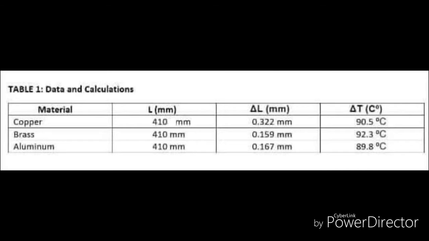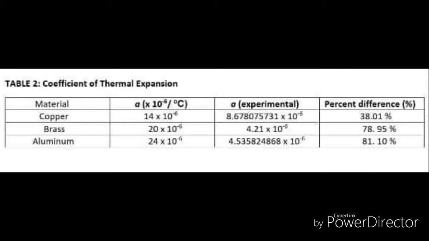Next, for table 2, coefficient of thermal expansion, the coefficient of linear expansion times 10 raised to -6 is given on the table for the copper, brass, aluminum, which is the true value, while the coefficient of linear expansion, experimental, is our own computation given the data coming from the Data Studio, using the coefficient of linear expansion formula, which is equal to delta L over L sub O times delta T. For the percent difference, we use true value minus experimental value over true value times 100.